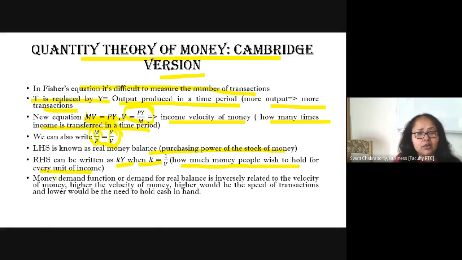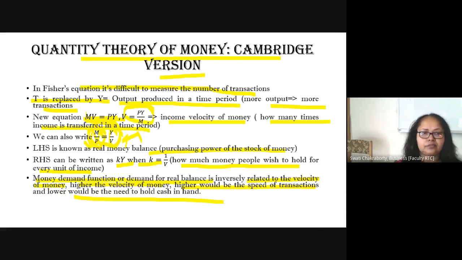KY, when we say, is the money demand function, when we talk of real purchasing power, that's the demand for money. Money demand function, or the demand for real balance, right? It's inversely related to the velocity of money. See, real demand for money is 1 by V, so when V goes up, it goes down. It's inversely related to the velocity of money. So what happens? Higher the velocity of money, higher would be the speed of transactions. And so what will happen? Lower would be the need to hold cash in hand.